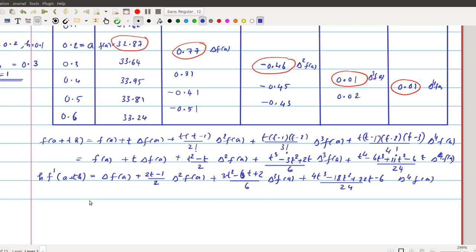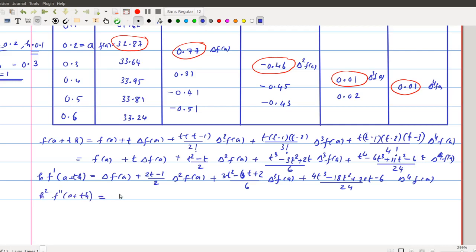Okay, by putting a plus th is equal to 0.3, with a is equal to 0.2 and h is equal to 0.1, t is equal to 1, you can get this expression. So this will give the derivative. Since h is equal to 0.1, you can easily get a number here, and by dividing that by h you get that f dash velocity. But we are asked to evaluate acceleration as well, so we will differentiate one more time, h square f double dash of a plus th.